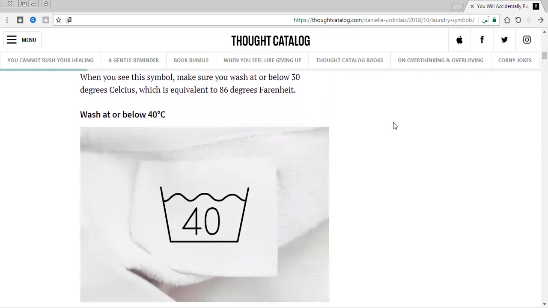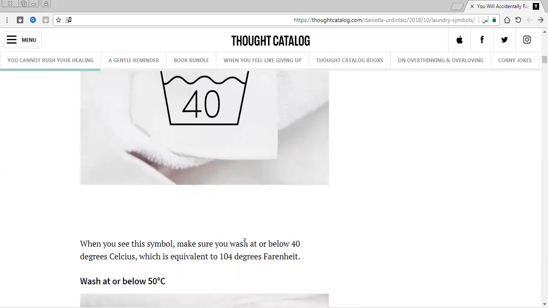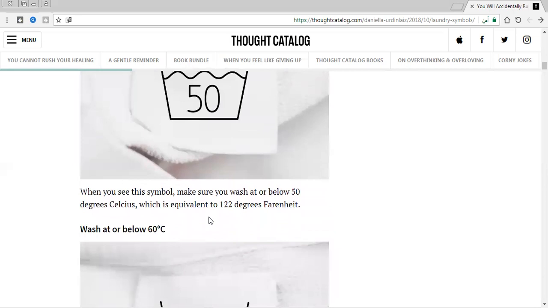Now the same symbol, but instead of writing 30, we write 40. Also, it means we can wash at 40 degrees or less. Another symbol is 50, the same symbol, but with 50. It means that we can wash at 50 degrees or any degree less than that.